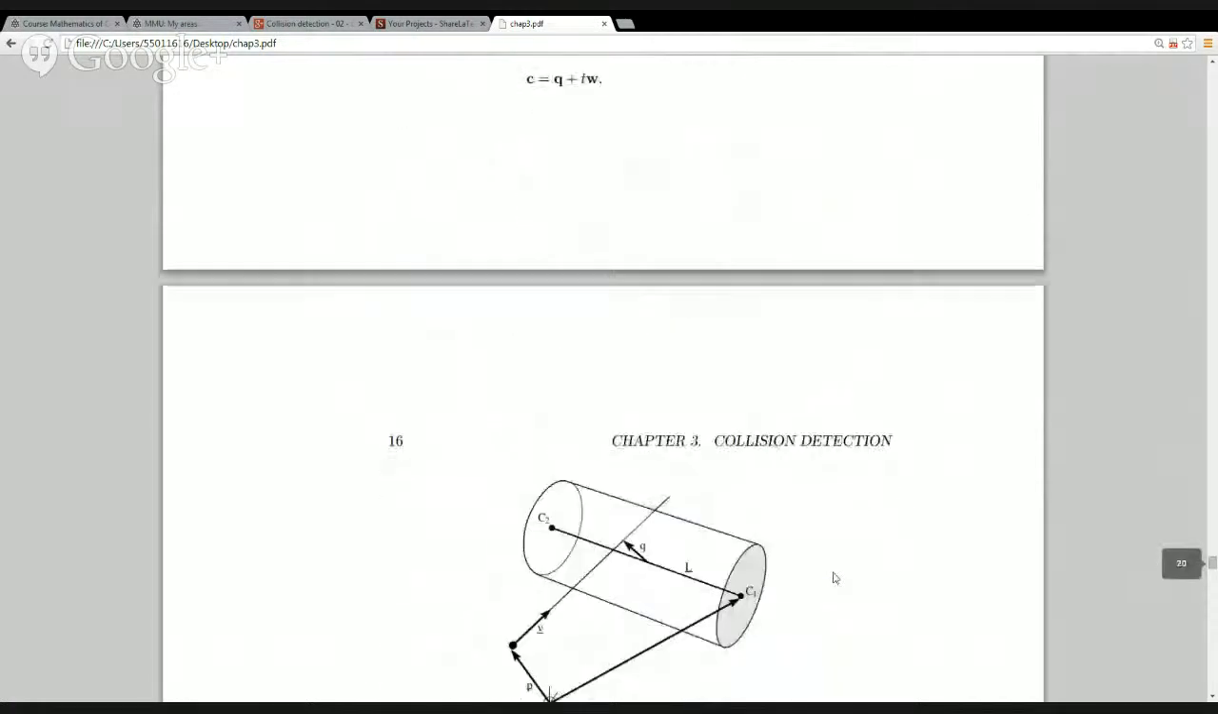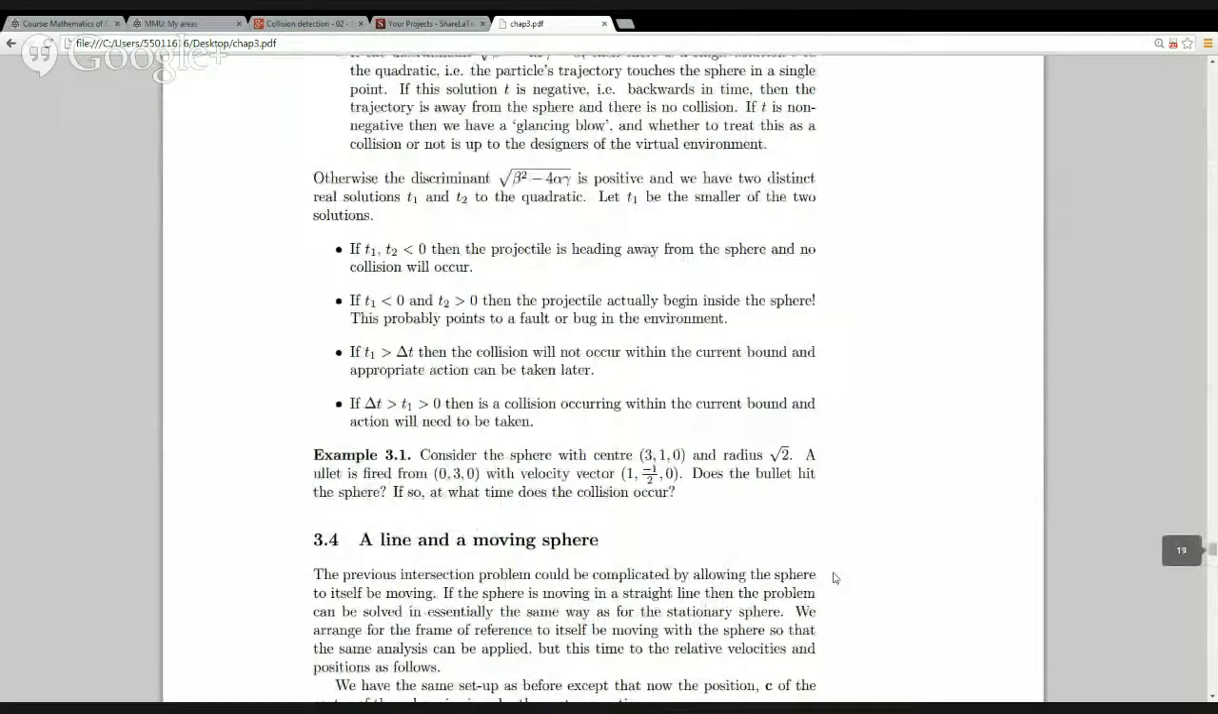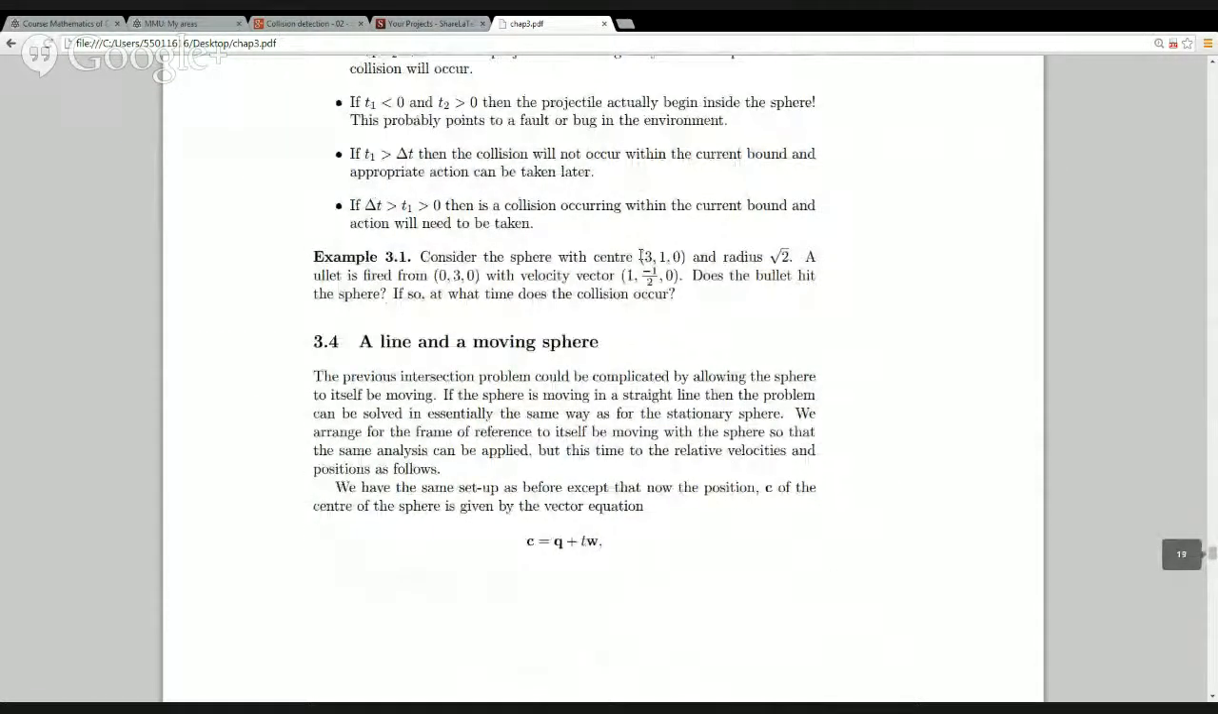Maybe we'll just end by returning to our little example here, the line intersecting the sphere, example 3.1. Maybe we can have a go at solving that. So I wonder, do I have MATLAB here? Starting MATLAB.